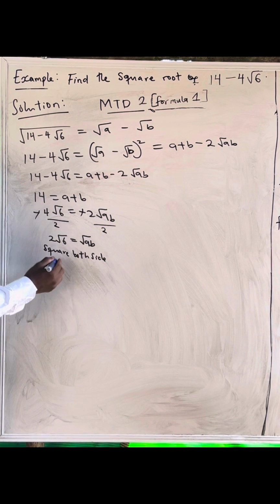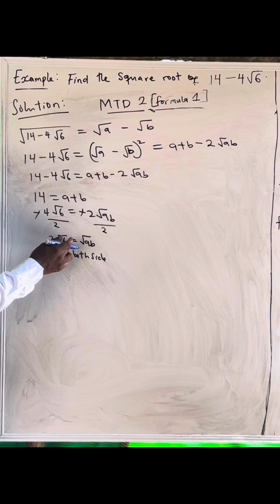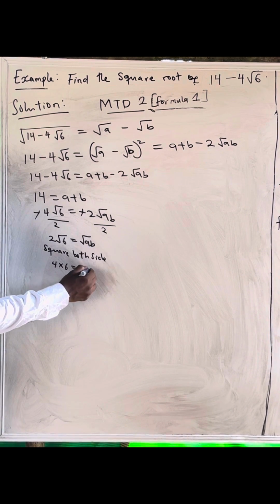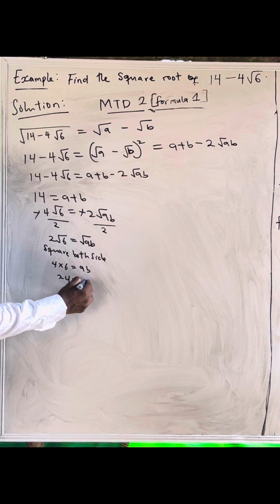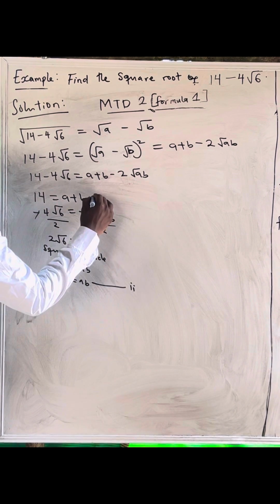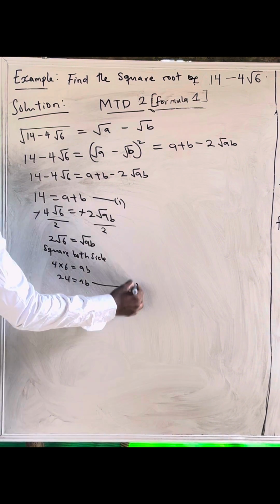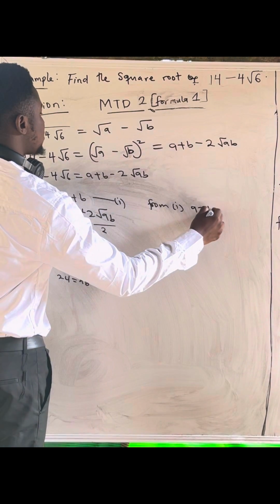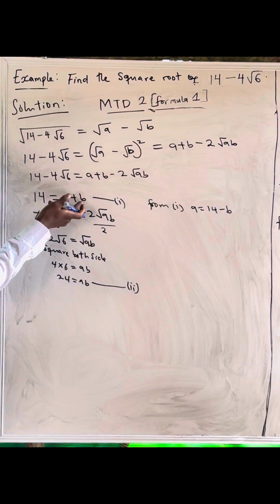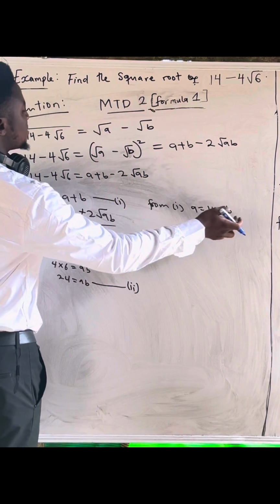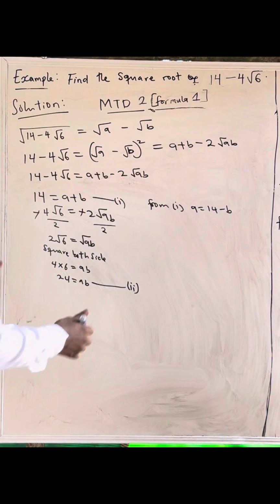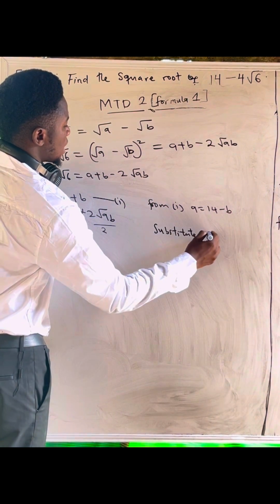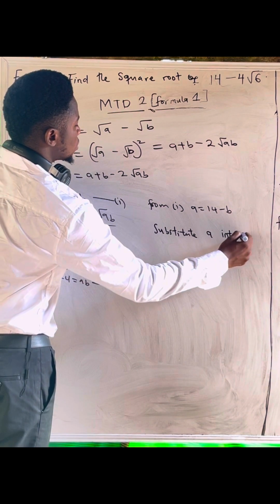So the square of 2 will be 4. The square of root 6 will be 6. 4 times 6 is equals to, the square of root ab will be ab. So therefore 24 is equals to ab. I will call this equation 2, and I will call the earlier one equation 1. So from equation 1, let a equal 14 minus b. I'm going to bring this b to the other side, then my a will be 14 minus b. So I will make a the subject of the formula. After that, I will substitute a into equation 2.